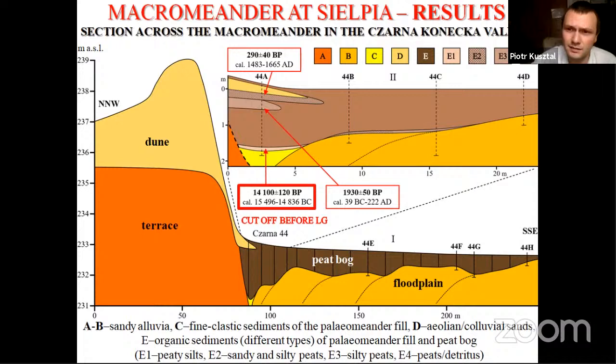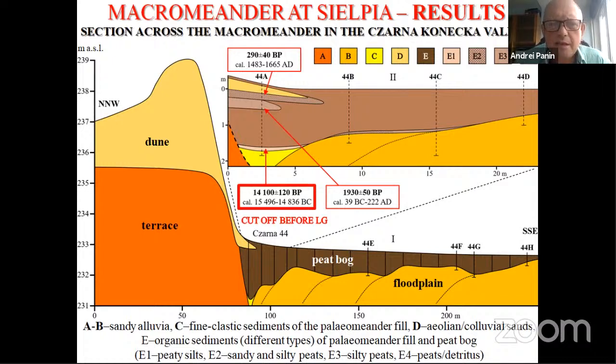Yes, in Central Europe, the oldest in San Valley, dating at 15,000 BP, and this macromeander about 14,000 BP. Two large macromeanders are the oldest in Central Europe. Very interesting, because in the East European Plain we have macromeanders from 18,000, and most of them are 18 to 16,000, much older than here.